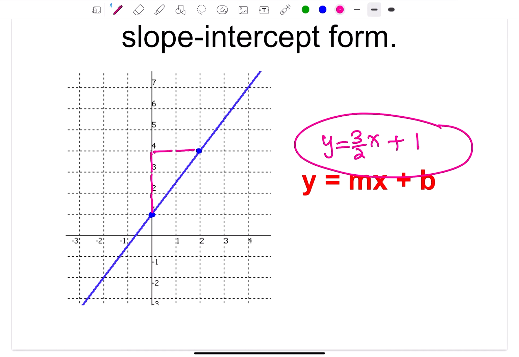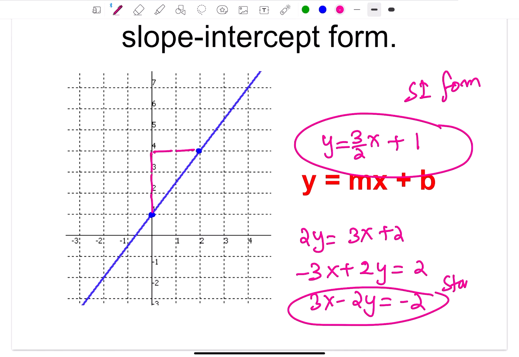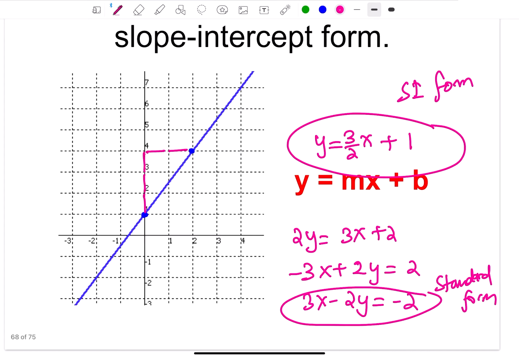We can go ahead and write the standard form as well from here. To write the standard form, we can multiply everything on both sides by 2. Then bring the x and y terms to one side. Lastly, to make the coefficient of x positive, we divide everything by negative 1. So we have the slope-intercept form and standard form of the equation of the line.